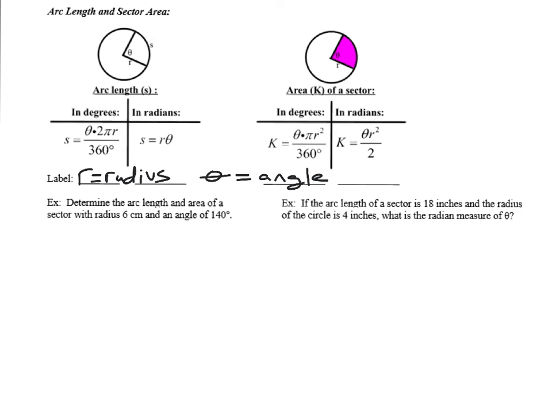For arc length, you see the angle theta determines how long this part of the circumference of the circle is. That's what those two formulas will find you if you're given the radius and the angle. The formulas kind of look different.